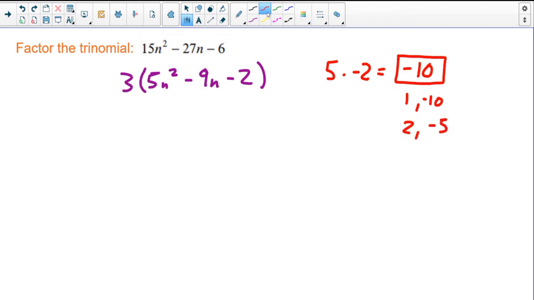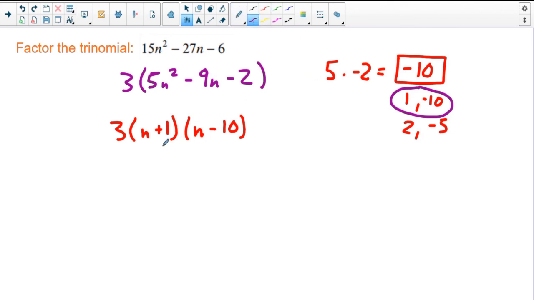So it looks like it's going to be this first pair of factors, 1, -10, which are going to add to -9. So I could just rewrite this as factors now. This is going to be n plus 1 and n minus 10. Don't forget that last step, we borrowed that 5 in the beginning. We multiplied that in, so now we have to divide that back out.